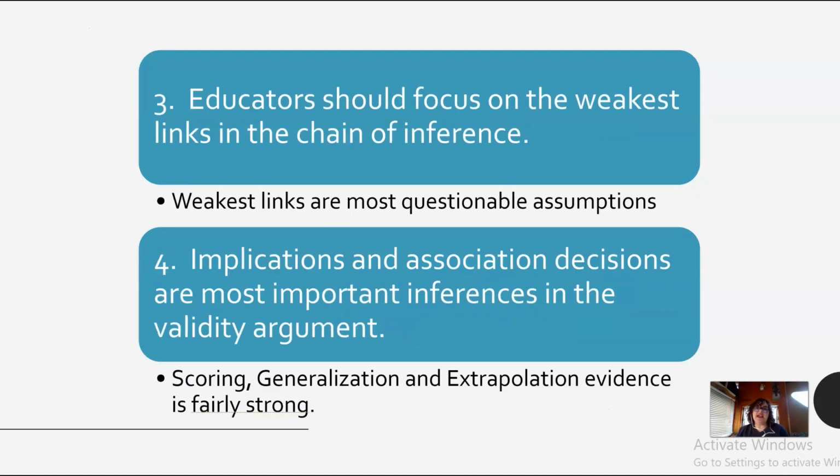Number 3, educators should focus on the weakest links in the chain of inference. The weakest links are possibly the most questionable assumptions. 4, implications and association decisions are the most important in the validity argument. So the evidence that supports scoring, generalization, and extrapolation is fairly strong, but the implication and association decisions, that is the strongest evidence that supports the decision.